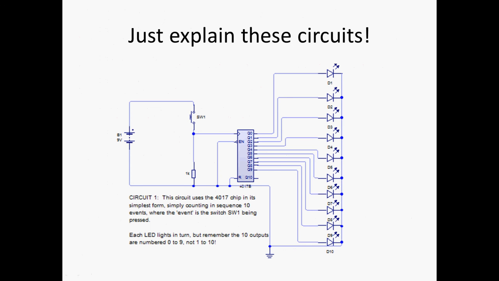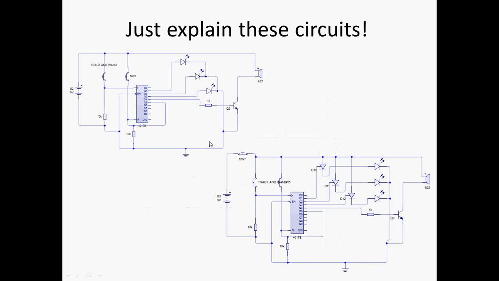Right, explain them. What does this one do? Pause it, see if you can write it down. In fact, there's your answer. Basically, every time you push the button, it cycles through the next LED. When you press it again after number 9, it just cycles back around to the start. Next circuit.